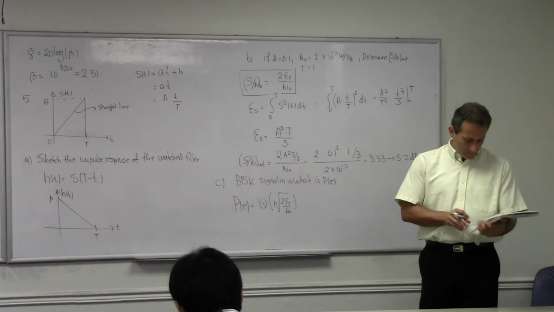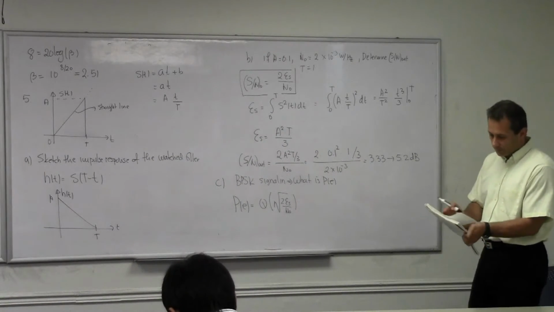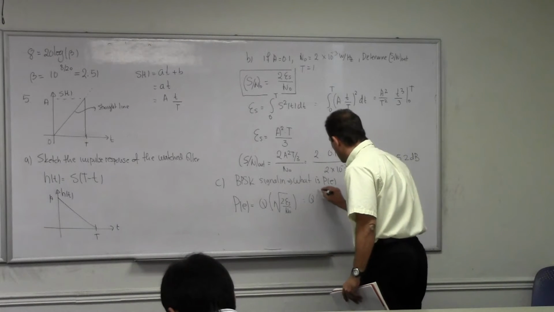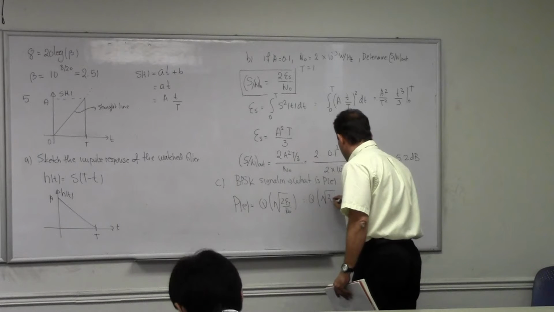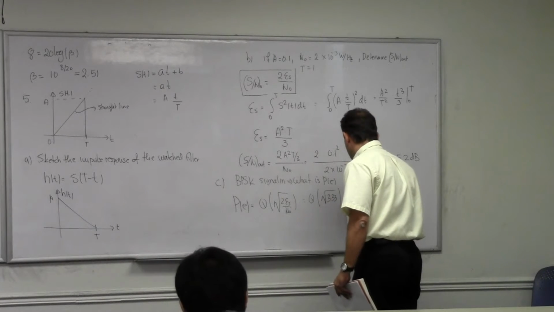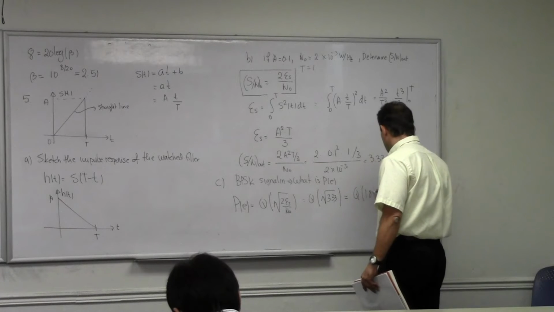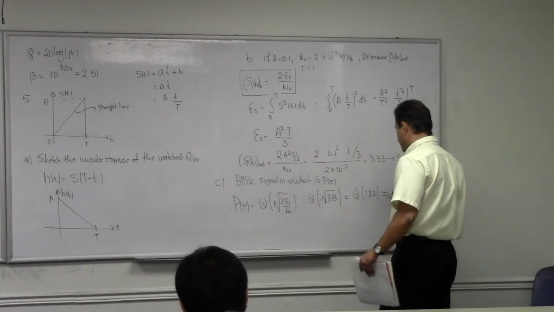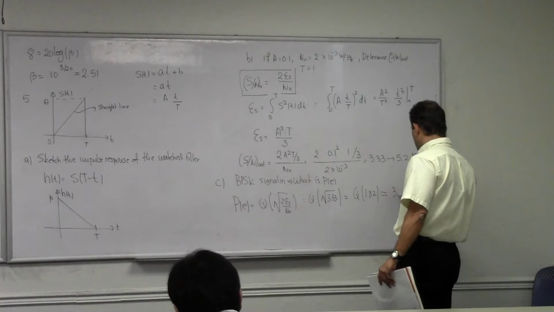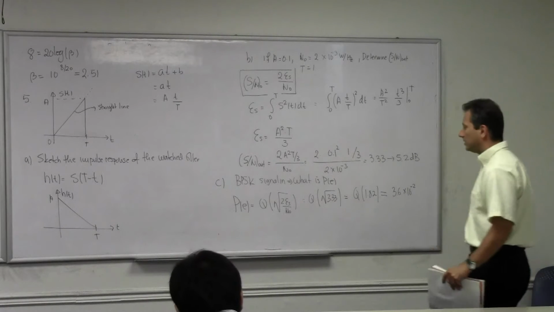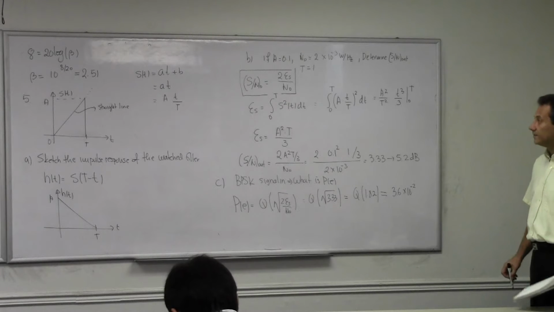So this is going to be Q of the square root of 3.33, which is Q of 1.82. And then if you go to a Q table, this gives you 3.6 times 10 to the minus 2. So the probability of error is slightly under 4%.